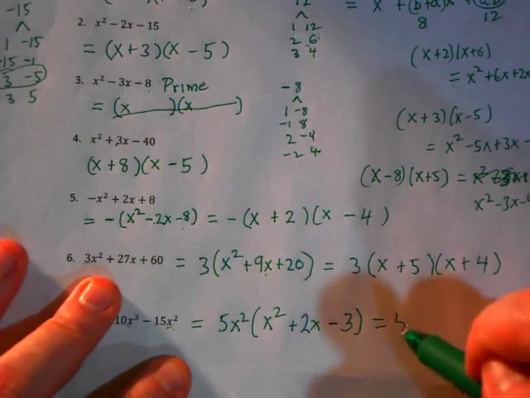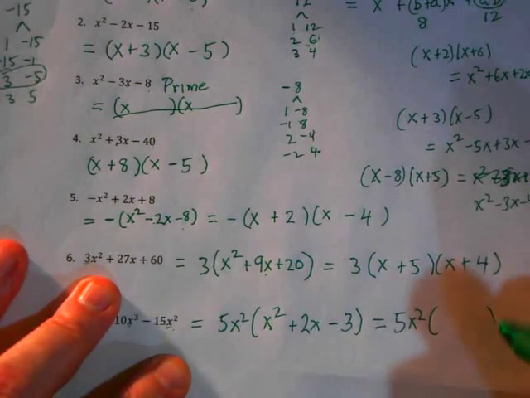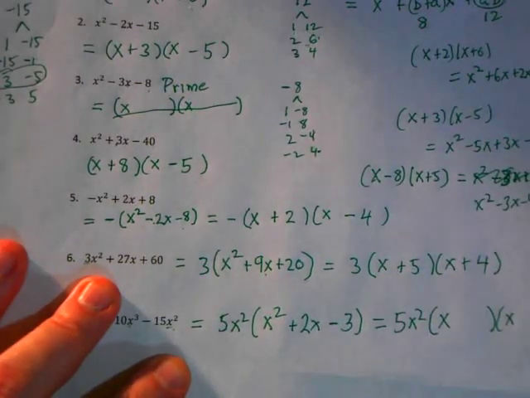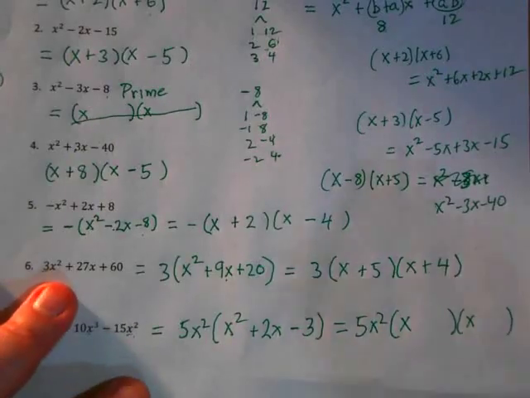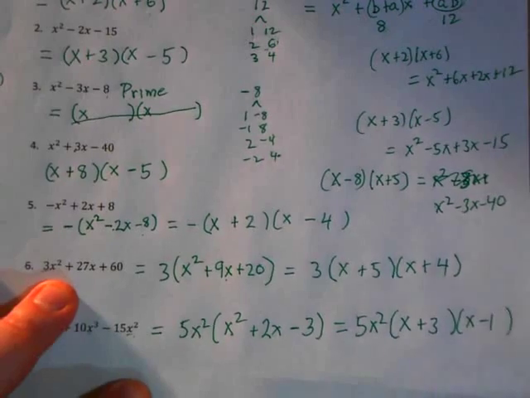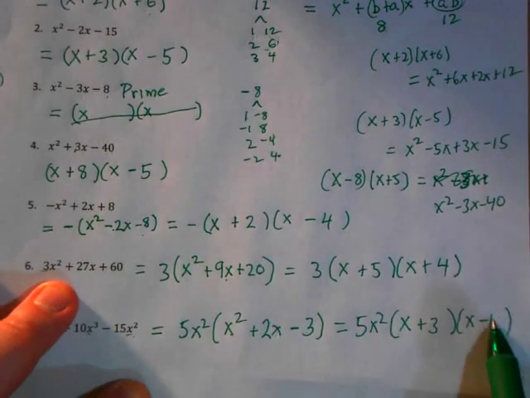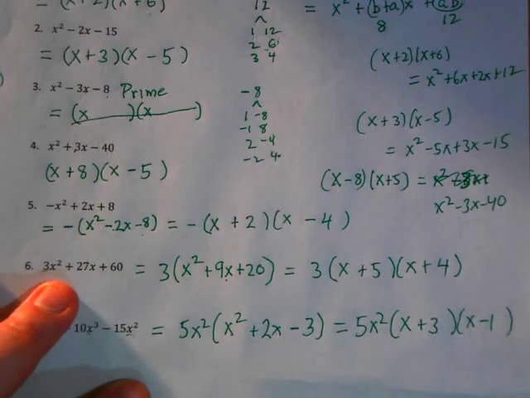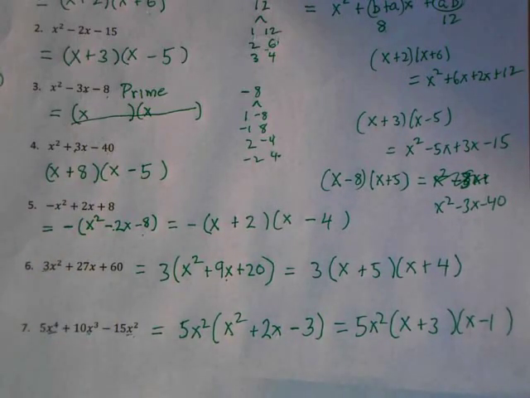Look to do more. 5x squared, x, and x. And I think the numbers that are going to work are a plus 3 and a minus 1. Because 3 times negative 1 will give me negative 3. 3 minus 1 gives me positive 2. Okay, that's part 1 for this section. We're going to have a part 2 also. Part 2 will be how do we use this to solve some equations.